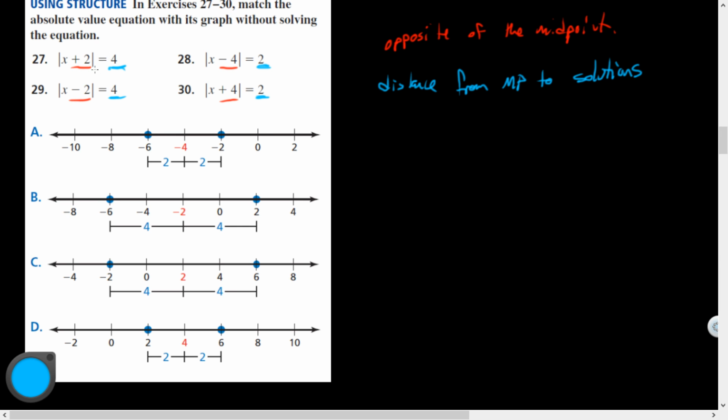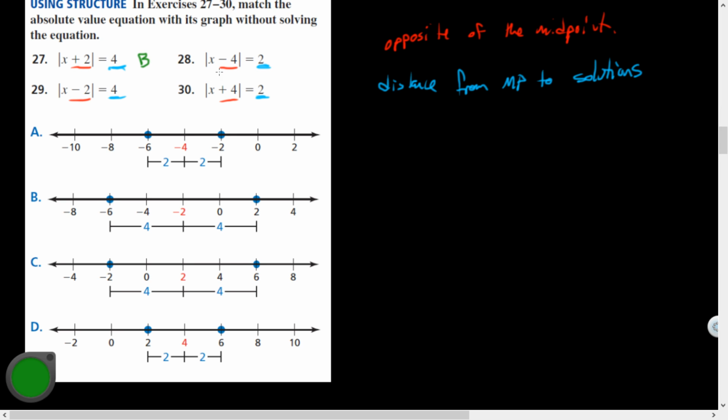Okay, so let's look at 27. The midpoint is going to be the opposite of 2, so that's going to be at -2. Oh, it looks like I've already isolated my case. There's only one that had a -2 midpoint. And the solutions are going to be 4 units away. So B is going to be the answer. B would be the answer to 27.